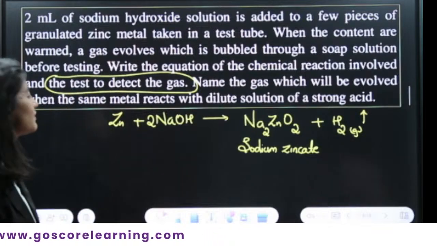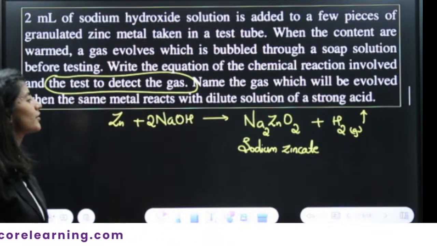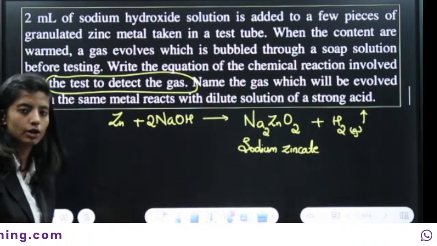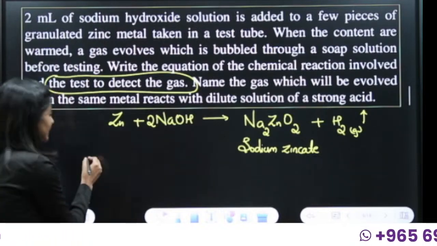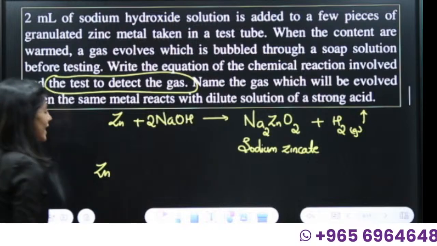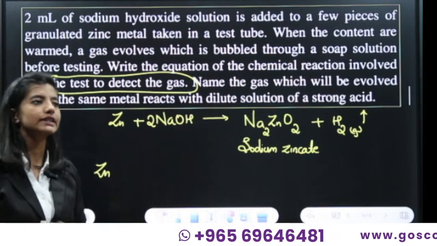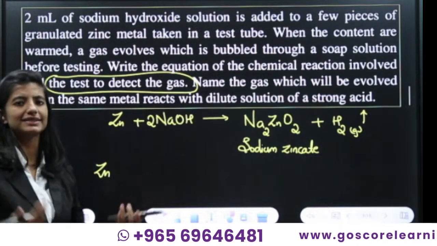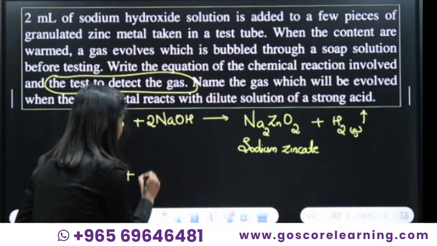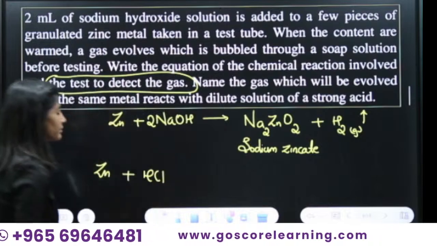The gas which will be evolved when the same metal reacts with a dilute solution of strong acid. The same metal, that is your zinc. So we have to write what happens if the zinc reacts with a strong acid. What is the acid that we have to take? Let it be HCl. That's the most common strong acid, right? So let's take HCl. That's my hydrogen.